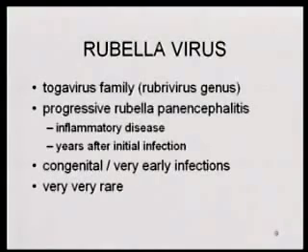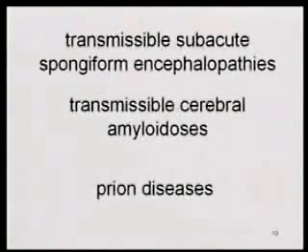Rubella, we've already covered. Much the same story, very rare, but you get a progressive rubella panencephalitis. It's an inflammatory disease. You get it years after the original infection. It's often associated with congenital infection or very early infections, just the same story as we see with measles, although with measles I'm not so aware of congenital, but with rubella congenital. And it's very, very rare, and it also seems to be associated with a defective virus. So just for the sake of completeness there. So are there any questions on those? Mainly review, I think. Okay.